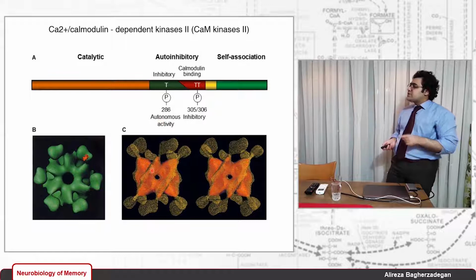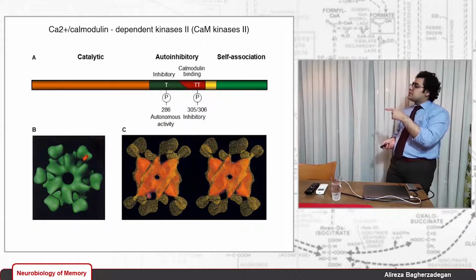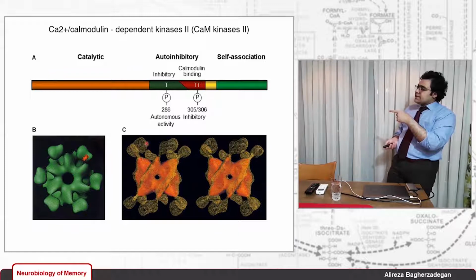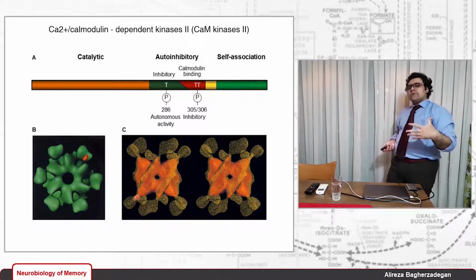In Figure C, this is the side view of the same structure, whereas that was the top view. When you look at it from the side, you can see that there are 2 of these rings, and in general, 12 kinase enzymes.